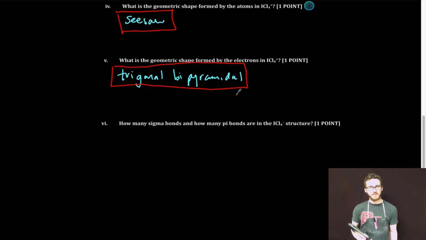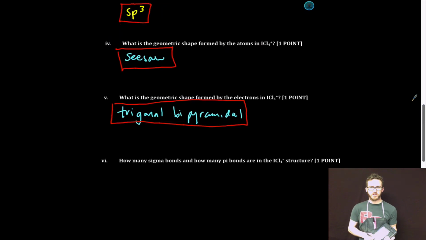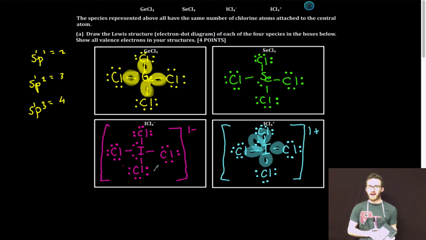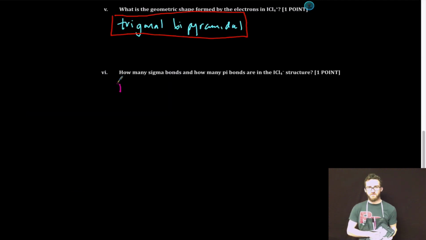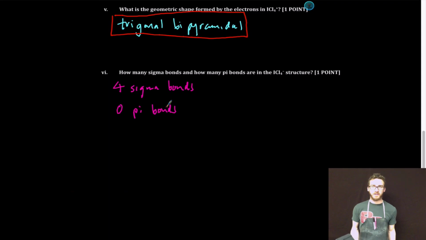And then finally, subpart VI. How many sigma bonds and how many pi bonds are in the ICl4- structure? All right, let's go check out this structure. ICl4- is here in pink. We've got 4 bonds: 1, 2, 3, 4. All of them are single bonds. And remember that single bonds are sigma bonds. But you could imagine how someone drawing this Lewis structure might, instead of putting these lone pairs on there, create double bonds or triple bonds. 4 sigma bonds, 0 pi bonds. Remember, you're only going to see pi bonds in double and triple bonds.